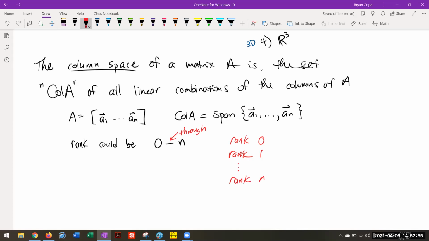Put it in different language, you guys. Put it in transformation language. When something is full rank, what does that mean? Yes, good. What else? It's square. Square, good. Pivot in every row and column. It's onto and it's one-to-one, right?